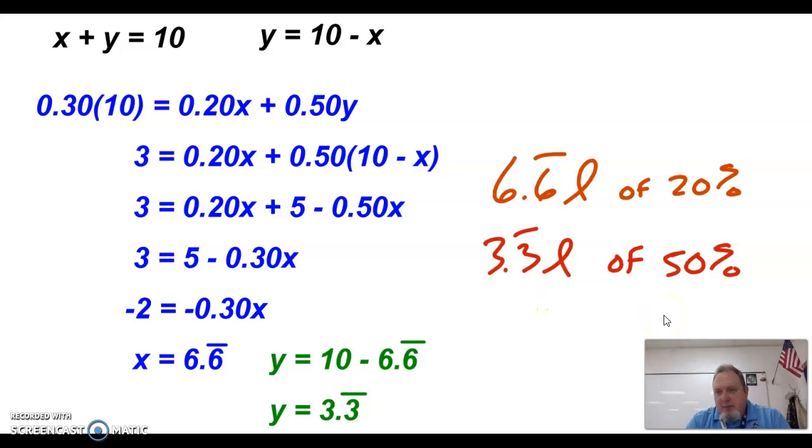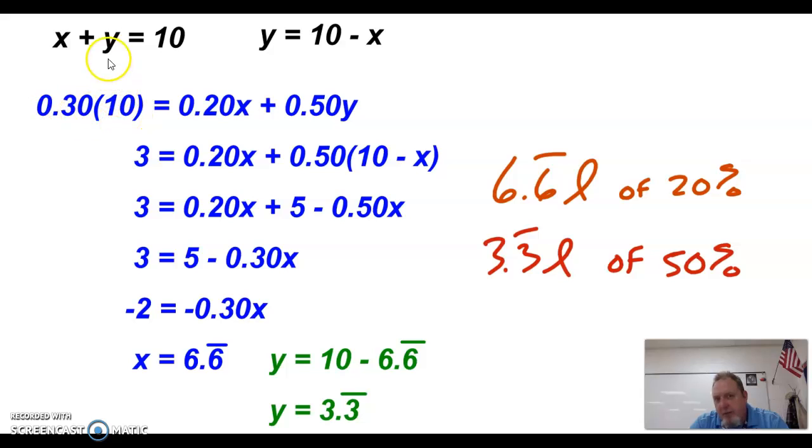We kind of had an idea before we even started that we were going to need more of the 20%. The reason we know that is, if you just look at 20 and 50, the midpoint would be 35. So if I did 5 liters of each, we'd be right in the middle at 35%. Well, 30% is lower than that, so I know I need more of the 20% mixture in order to drop that percentage down.